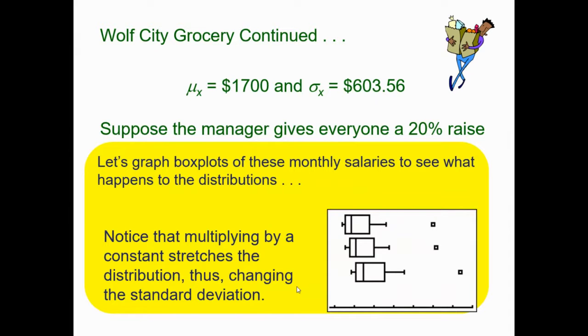Okay, so this leads us into our next topic. Yes. Was the standard deviation 700.4? Yes. That's right.